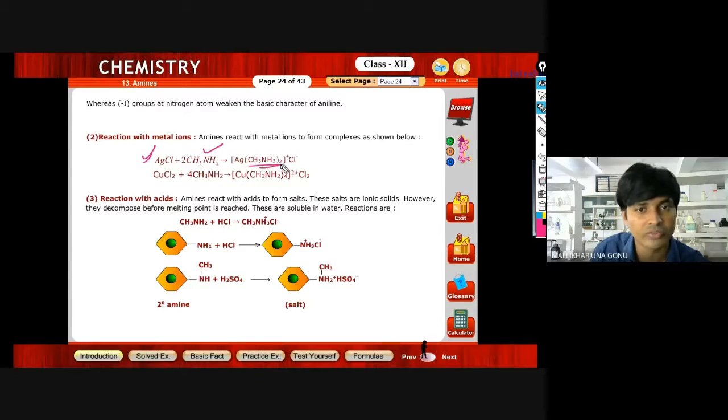Here two molecules of CH3NH2 are forming the coordination compounds. Here with copper that is forming. Okay, with methylamine, ethylamine, propylamine, whatever the amine is, with metal ions they usually form coordination compounds, ligands.